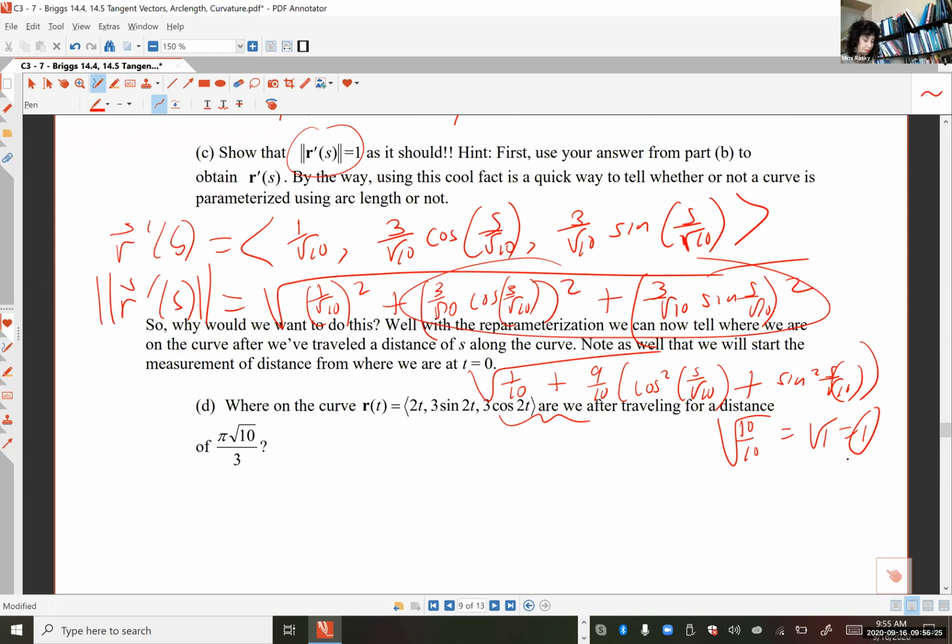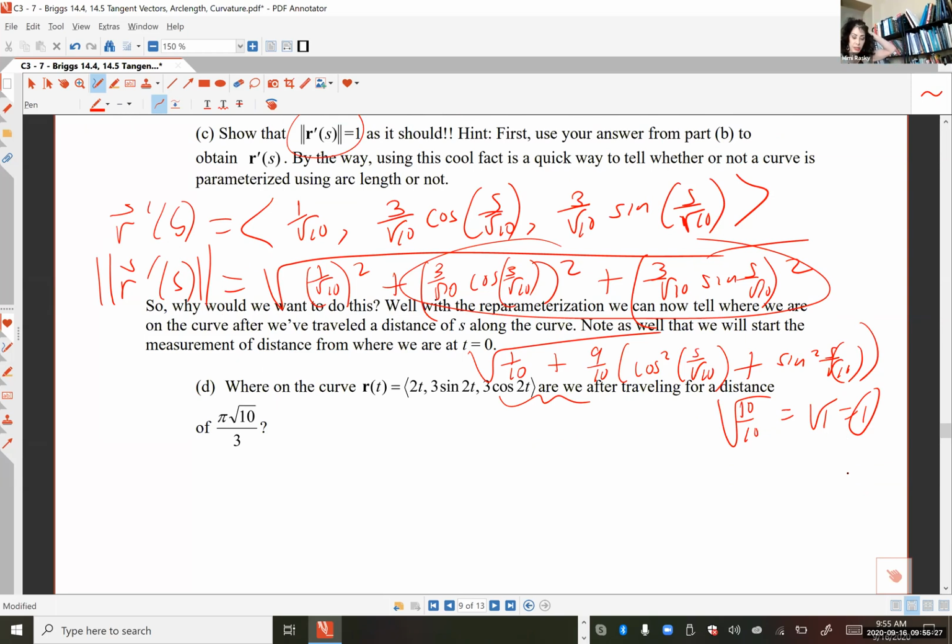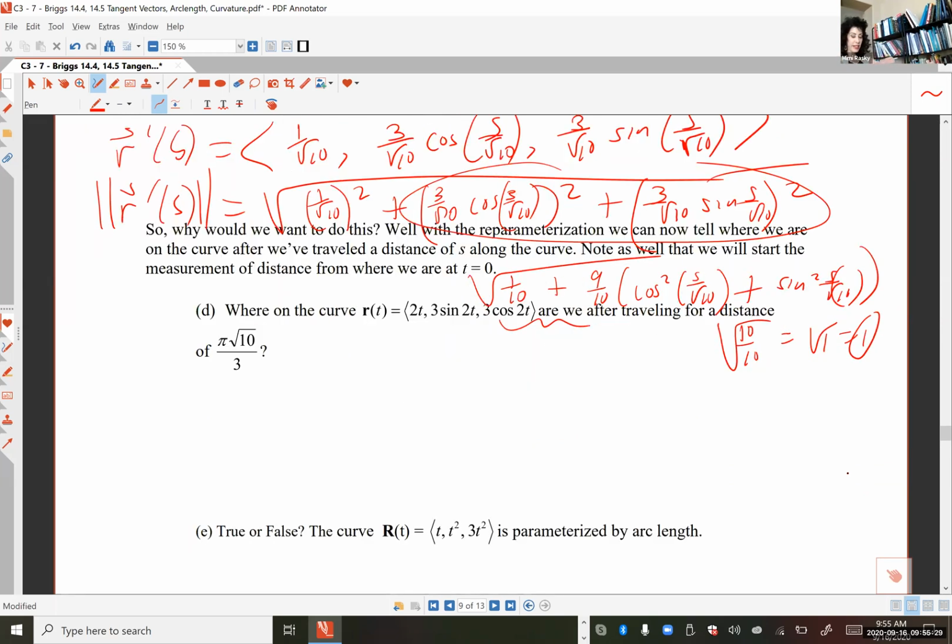So why do you care about doing this? One of the things that's kind of neat is you can tell where you are on the curve if you've traveled an arc length of s along the curve. So this will be a similar problem on your My Math Life homework. So take a look at this. You'll know how to do it. So we already did this. We got s is equal to 2 square root of 10t. We did this already for part D.